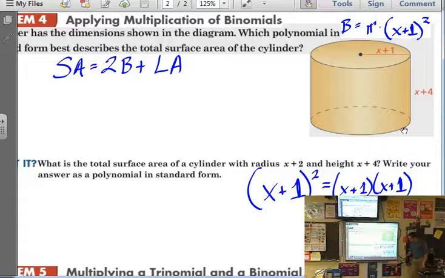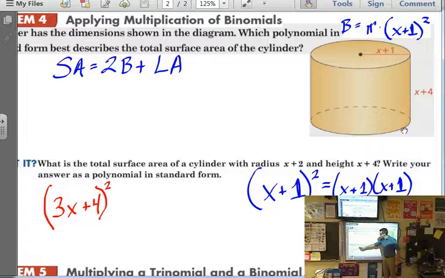What if I change it to a different binomial? Hang on to it for a second. What if it was 3x plus 4? Let's use some different examples. If you have a little bit of space somewhere on your paper, throw 3x plus 4 squared down somewhere.